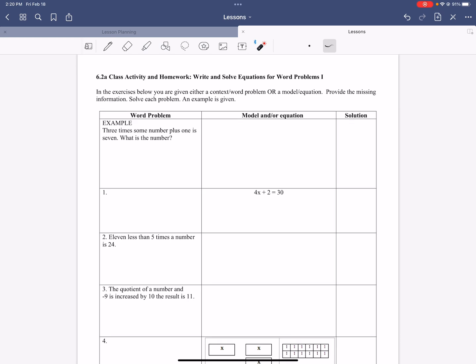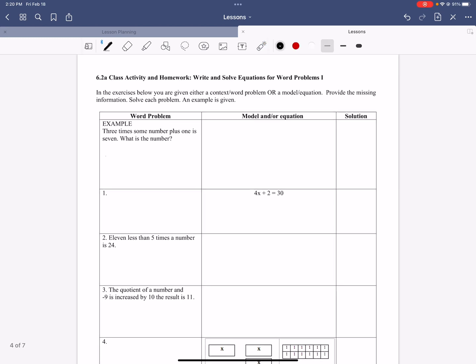So this first example problem says, 3 times some number plus 1 is 7. What is that number? So let's write out the things that we do know. So we know 3, and times tells us that we're going to multiply. And then it says some number. When we don't know what a number is, we use a variable. I'm going to use x.